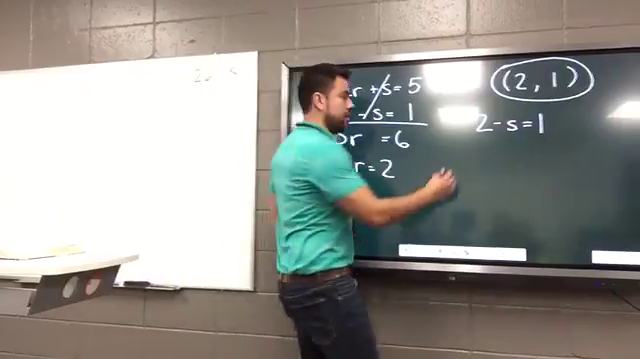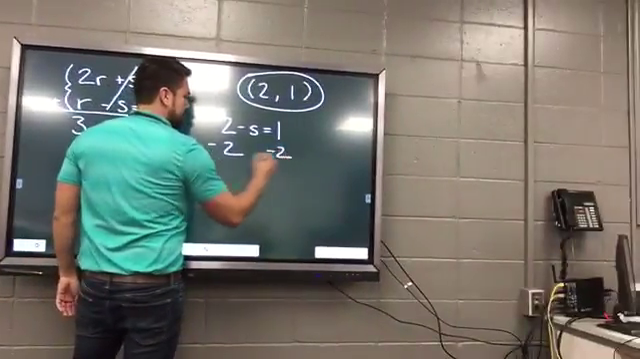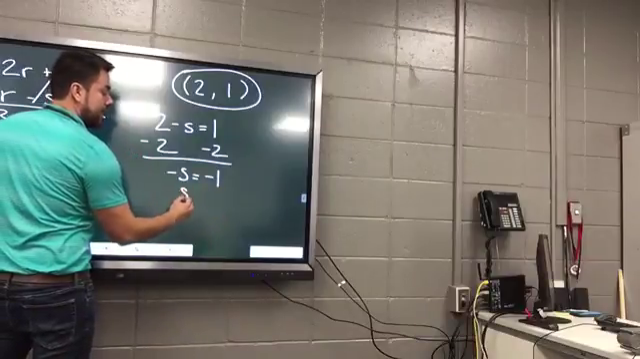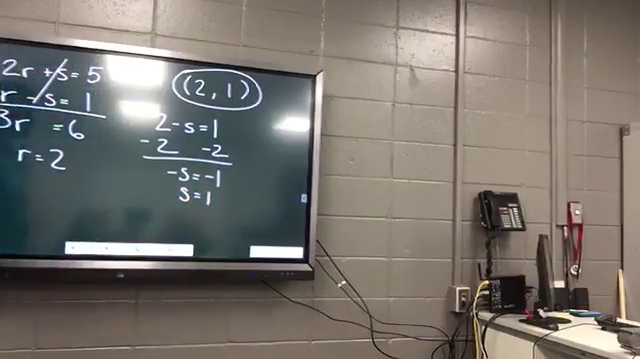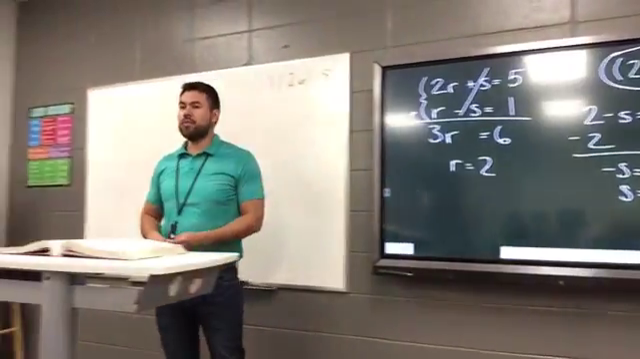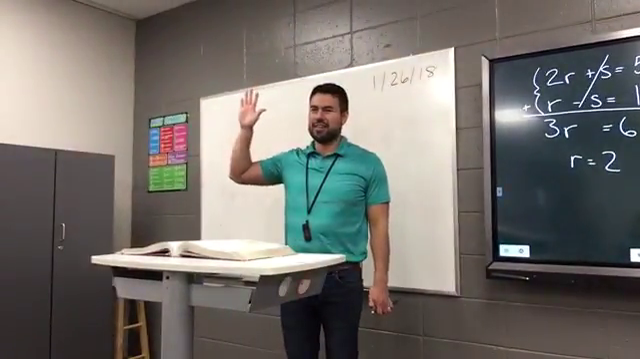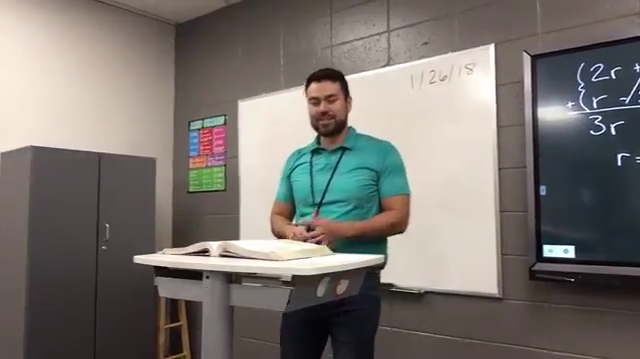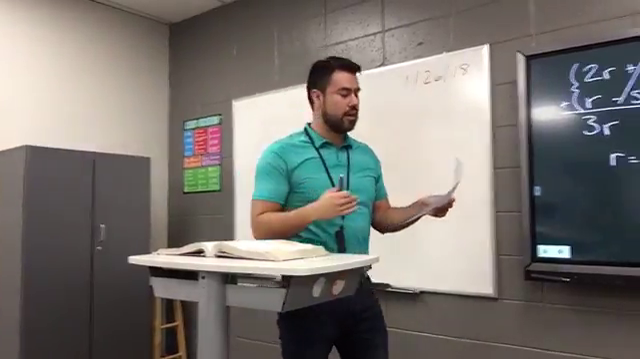This way? Oh, I see. So yeah, it seems like that, right? You're going to get negative s equals negative 1, but then s equals 1. So how many of you would say elimination is pretty easy? So far, it's easy. All right, let's go to another example we'll do together.